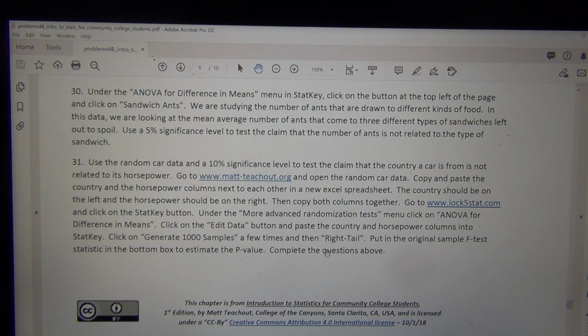Alright, so here it is. This is a problem where we're going to be using randomized simulation this time to calculate our p-value. We're going to be using StatKey, so we'll do this. Let's read the question. It says, under the ANOVA for difference in means menu in StatKey, click on the button on the top left.